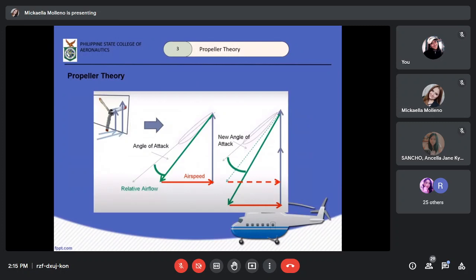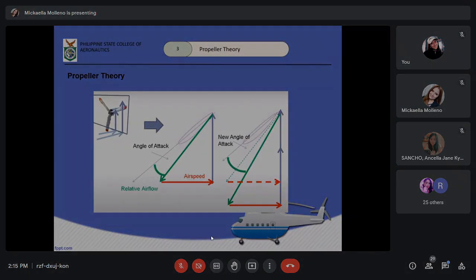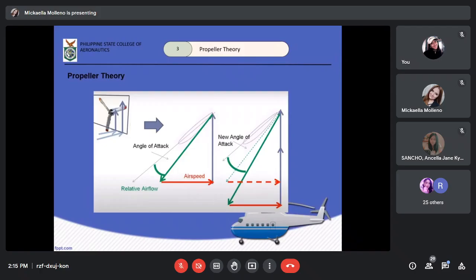So, what happens naman if there is an increase naman in the propeller's rotational speed? Take note ha, rotational speed. Going back sa ating vector, we will have a longer vertical component, meaning we will have a bigger angle of attack as shown in the picture. So, take note ha, rotational speed to.